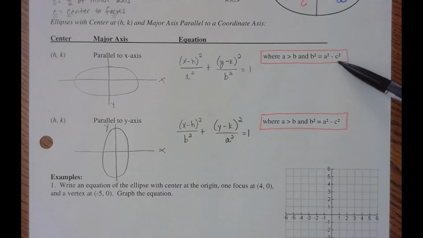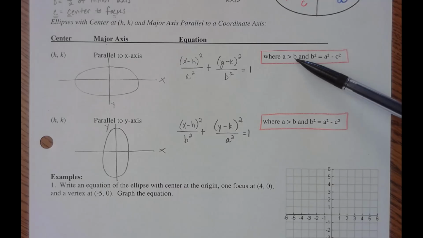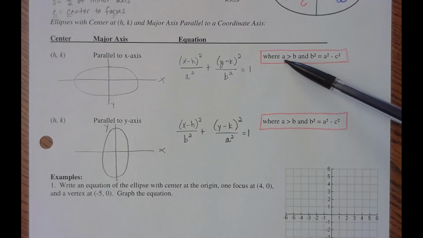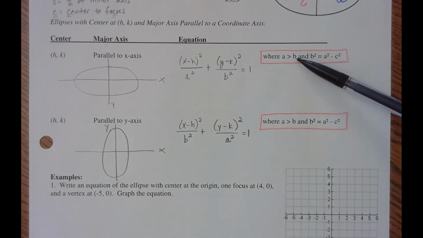Now in this box over here, these are the exact same thing, and we've already talked about them a little bit. This is the relationship between A, B, and C. That will never change for an ellipse. And just a reminder, A is greater than B. Not equal to, A is greater than B, because A is half the major axis, the long way across, and B is half of the minor axis, the shorter way across.